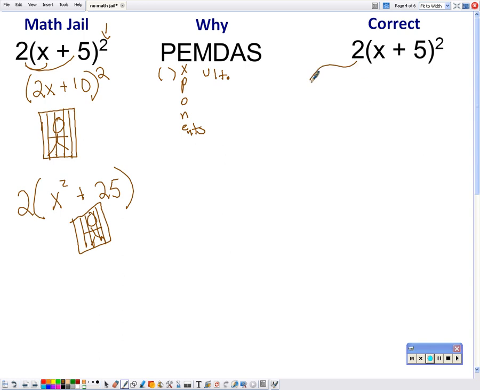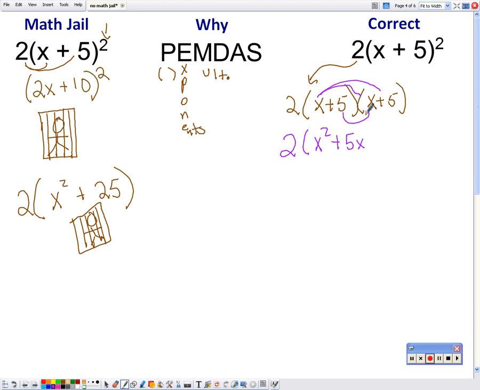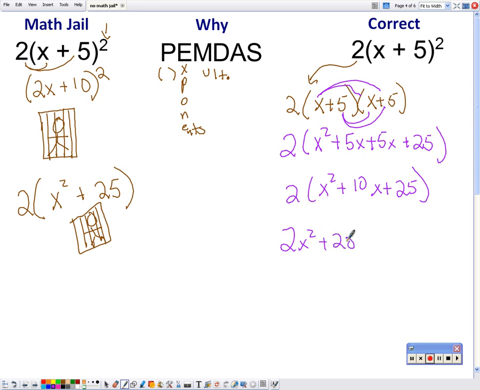So we are going to carry down the 2, and it's going to become x plus 5 times the quantity x plus 5. We're going to multiply that out, and it's going to be 2 times x squared plus 5x, and then another 5x and plus 25. So we would have 2 times x squared plus 10x plus 25. And the correct answer would be 2x squared plus 20x plus 50. Alright.